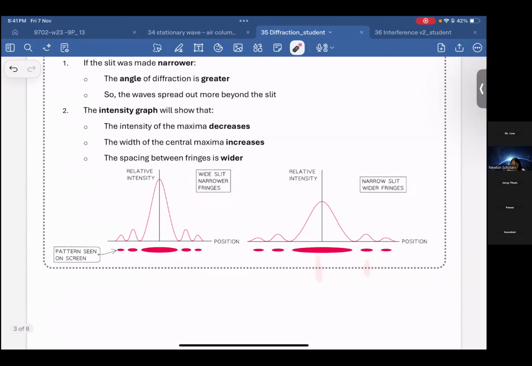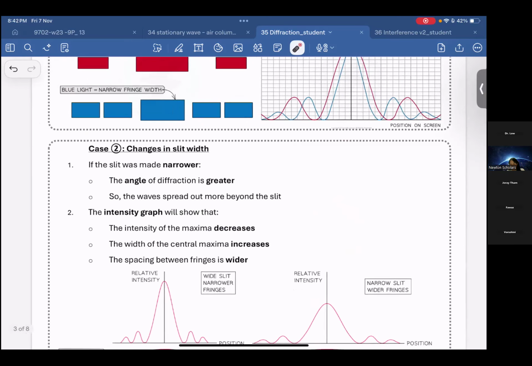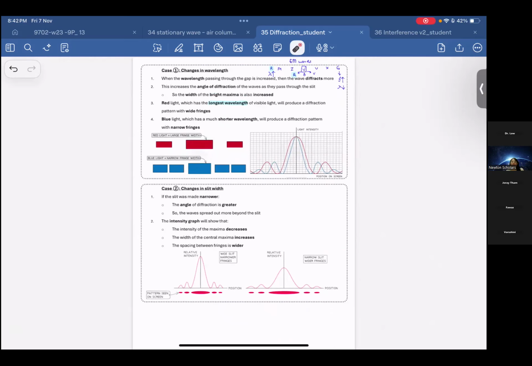The intensity graph shows that the intensity at the center is the highest, then it decreases. What else will they tell us? The width of the maxima increases. So from here to here, the width increases. The spacing between the fringes is wider. So these two are the factors affecting the diffraction effect. Until here, is that clear?